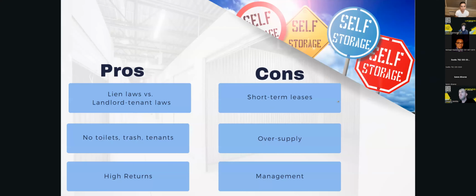We're almost done. So, some pros and cons of this asset class. Pros: lien laws versus landlord tenant laws. So self-storage is very interesting because you do have to deal with tenants, but you don't have to deal with going back and forth to court to get a tenant out. There are liens placed on their belongings. So if an individual rents a storage space, a lien is placed against those items, and they do not have the same rights as a tenant would in, say, an apartment building.